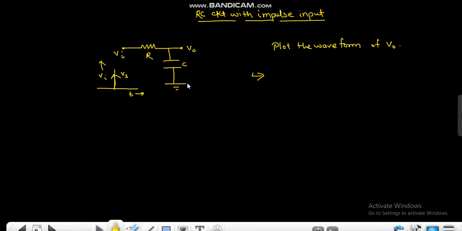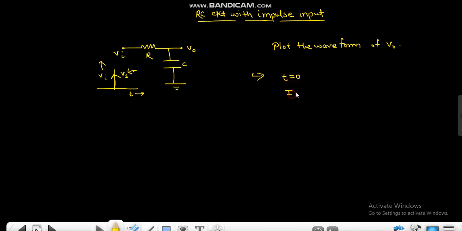So here you can see that we have applied an infinite amount of voltage at t equals to 0. If you know the property of an impulse signal, you would know that Vs is not the magnitude. Vs is the area. So the amount of voltage applied at t equals to 0 is infinite. So if there is an infinite amount of voltage applied at t equals to 0, then the current flowing through the RC circuit at t equals to 0 will be infinite only.